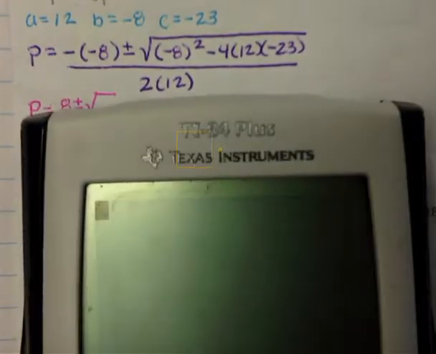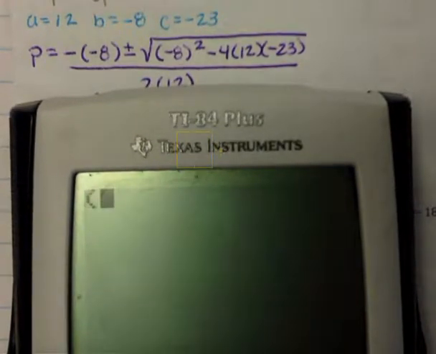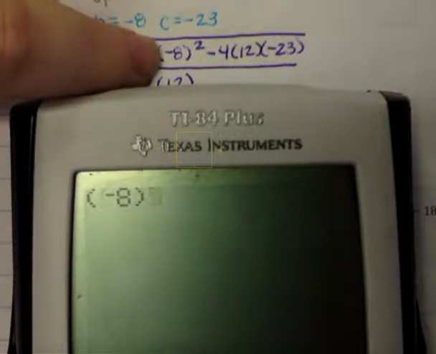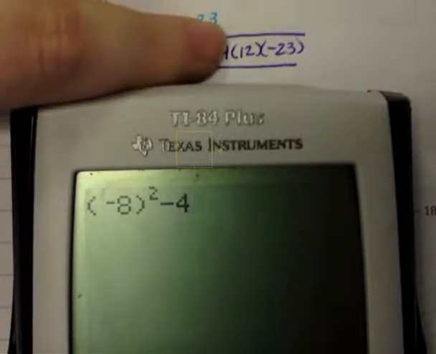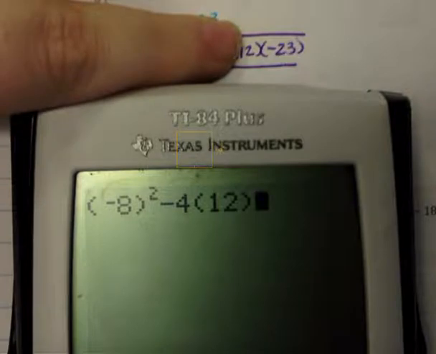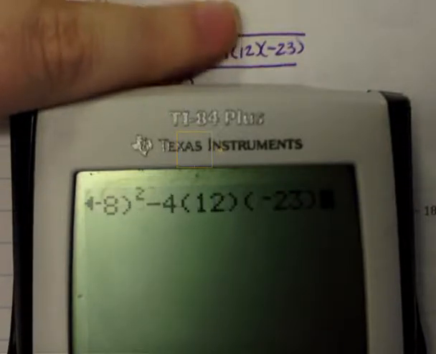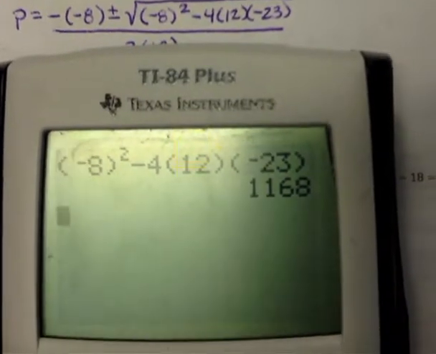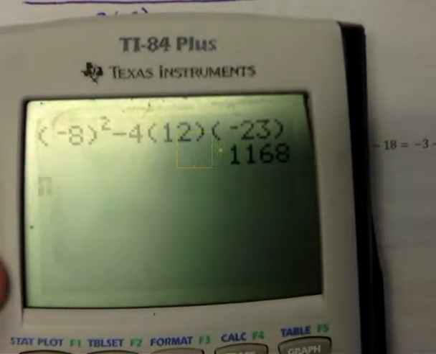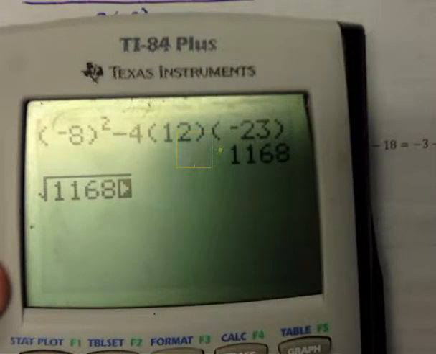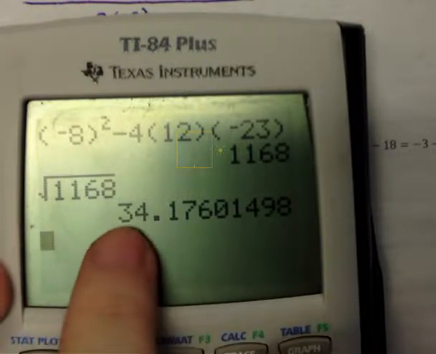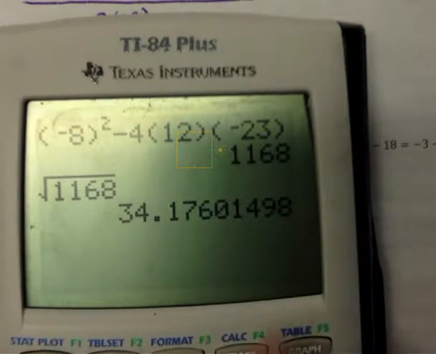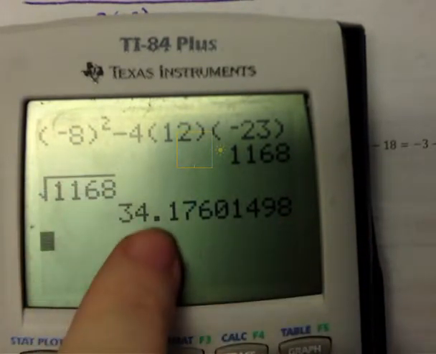So our discriminant is parentheses, negative 8, close parentheses, squared, minus 4, parentheses 12, parentheses, negative 23, parentheses. And we get 1,168. Now let's see if that's going to be a perfect square. Square root of 1,168 gives us a decimal. Therefore, this is not a perfect square. It is positive, so we will have two real irrational solutions. That means we have to simplify this value.